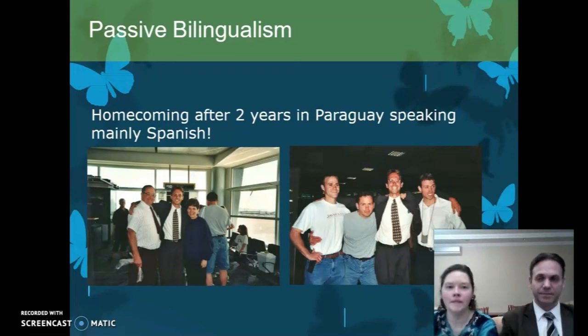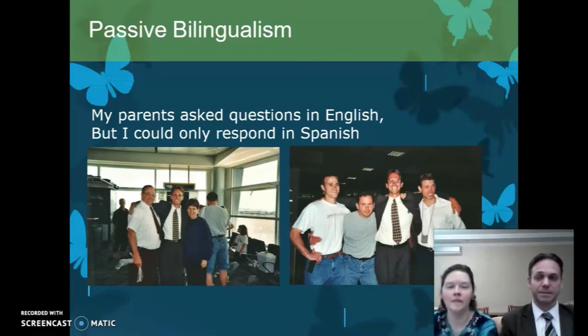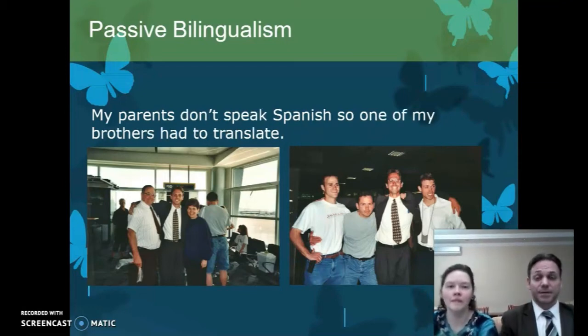An example of passive bilingual is when I was in my first foreign country experience, living in Paraguay. After 2 years of living there, I came home, having been speaking Spanish almost entirely during the 2-year period. My parents asked questions in English, but I could only respond in Spanish. It was kind of strange for my parents at first. My parents don't speak Spanish. My brothers had to translate.